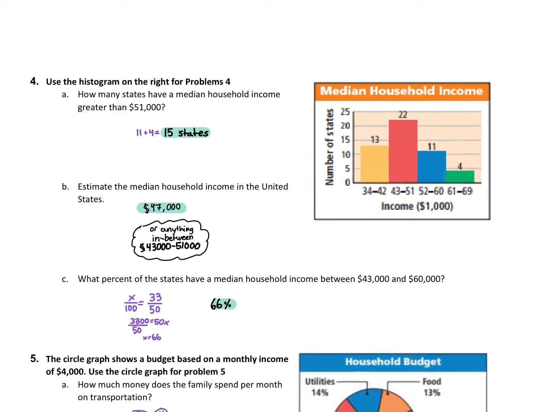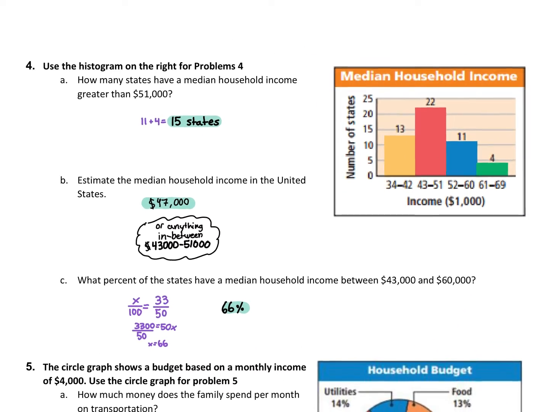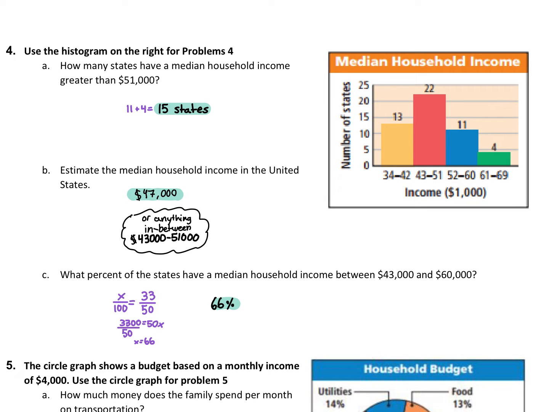All right, next page, number 4. Now they're giving us the graphs. We just have to read them. It says use the histogram, and these are states. These are the 50 states. If you added them up, you'd find out there were 50 states. How many states have a median household income greater than $51,000? So that would be both the blue and the green bars. Greater than 51,000 would be anything 52 or higher. So the 11 plus 4, 15 states have a median household income greater than 51,000.